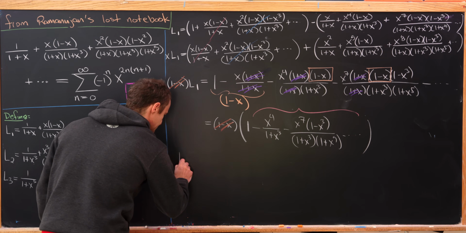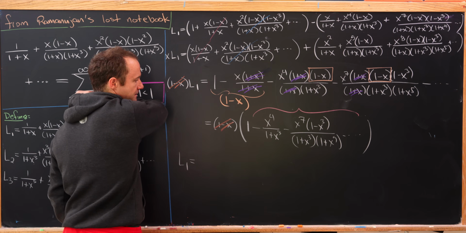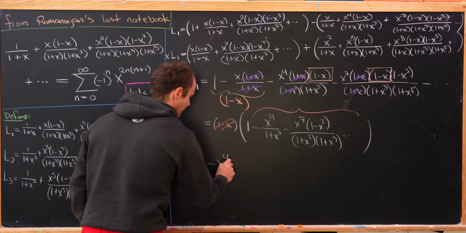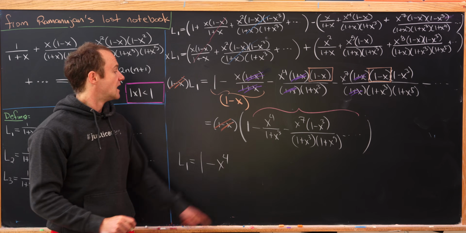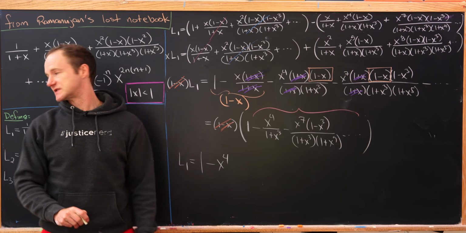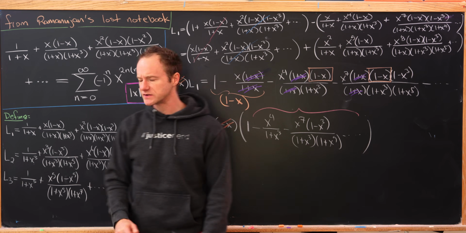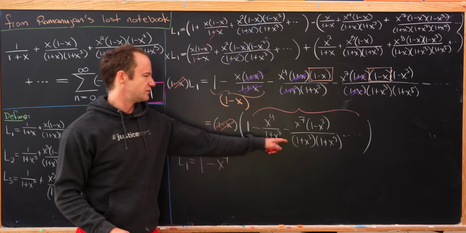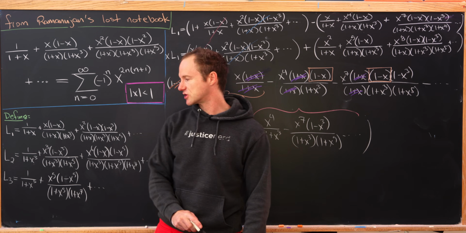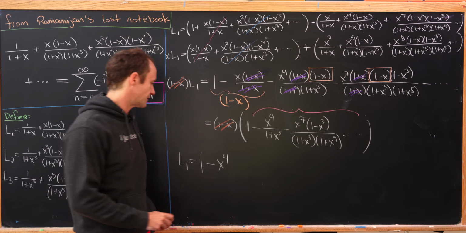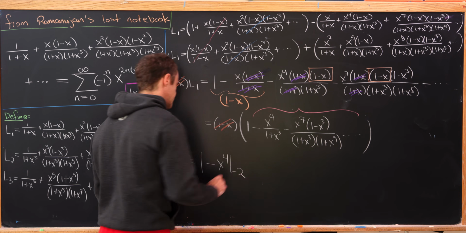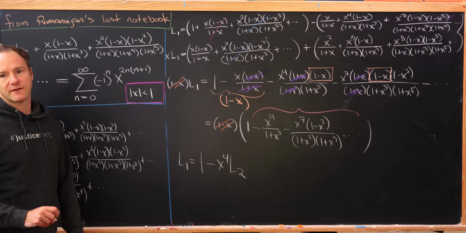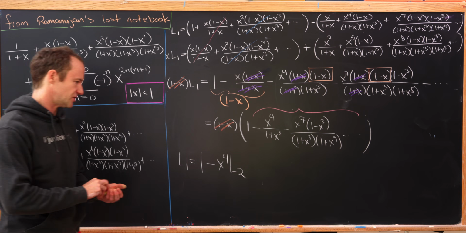So bringing all of this down, we have L1 is equal to 1 from this, and then minus x to the 4th, which can be taken out of everything. And then this first term will be 1 over 1 plus x cubed, but that's the first term of L2. And the second term will be x cubed times 1 minus x cubed over that product. That's the second term of L2, and so on and so forth. So here we'll get L2. So we've got L1 equals 1 minus x to the 4th times L2.